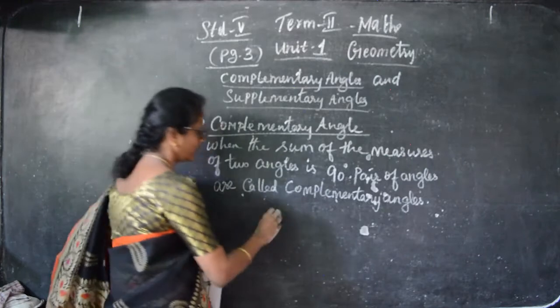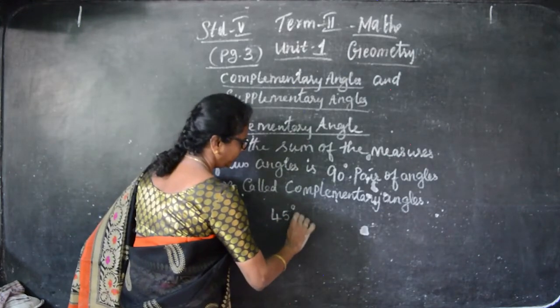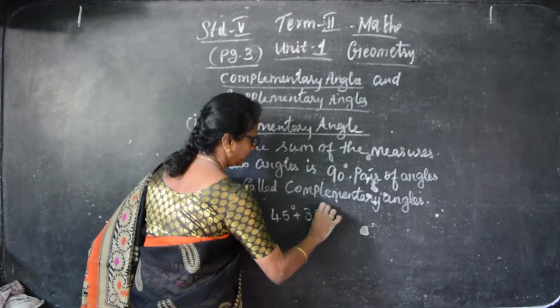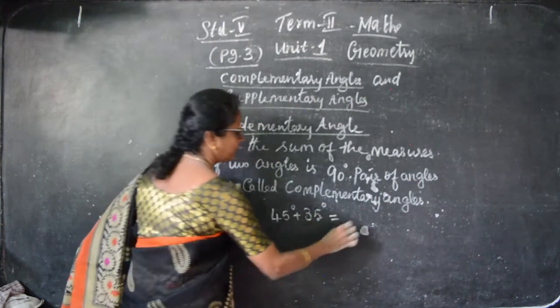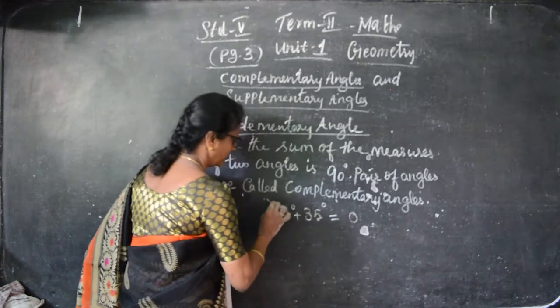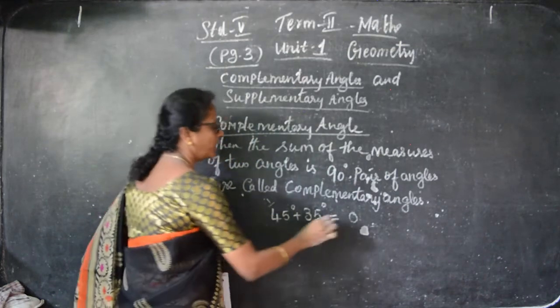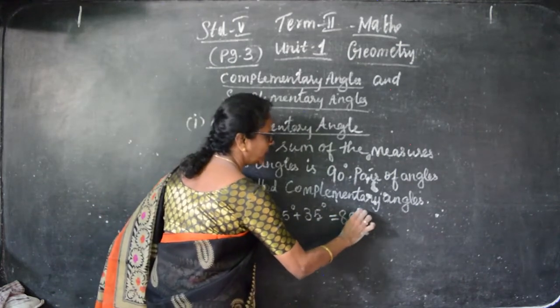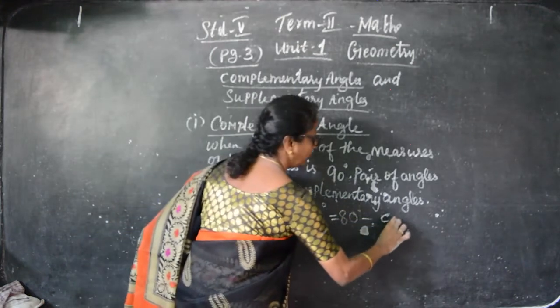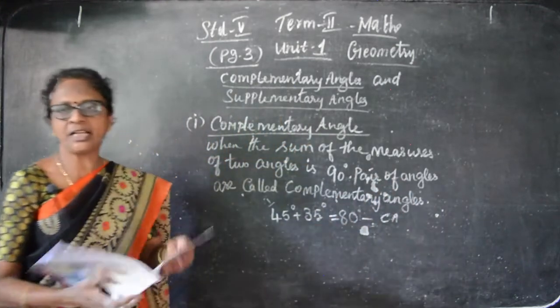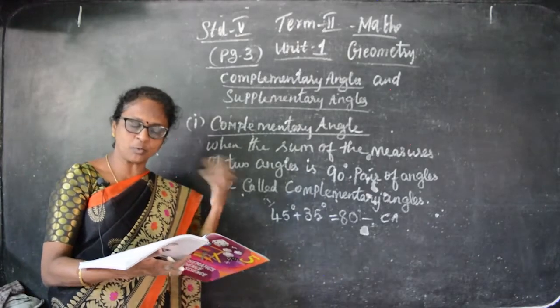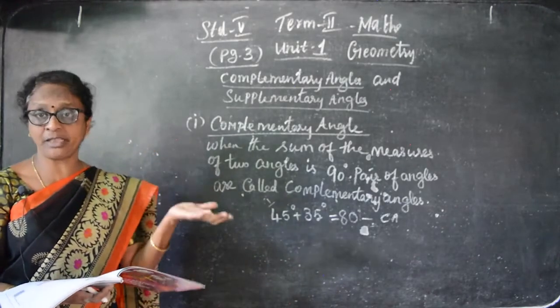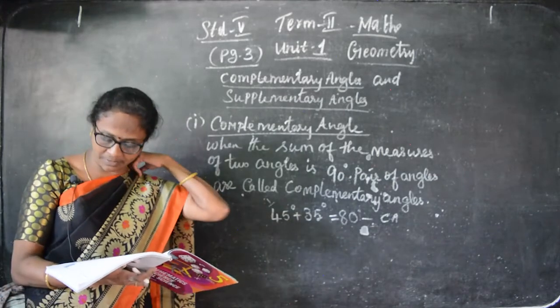45 degrees plus 35 degrees. So how much will you get? 45 plus 35. 5 plus 5 is 10. Carry over 1. 1 plus 4 is 5. 5 plus 3 is 8. So 80 degrees. So this is the complementary angle. Okay, if it is less than 90 degrees, it is a complementary angle. When the sum is more than 90 degrees, that is called the supplementary angle.